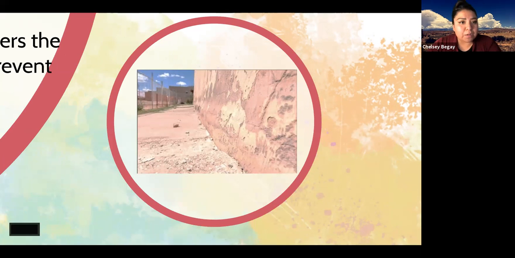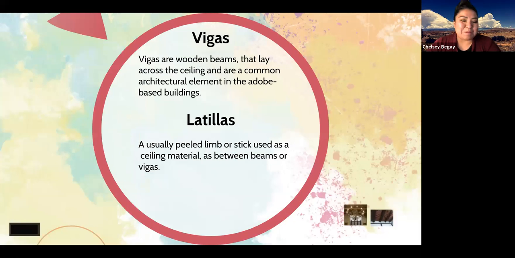So a couple more terms that we thought were really neat to learn about was the term vigas, and I can never say this word. Michaela, can you pronounce the bottom one? Yes. So these go hand in hand. Vigas are wooden beams that lay across the ceiling and are common architectural elements in adobe-based buildings. And latillas usually make up that ceiling that goes between the vigas.